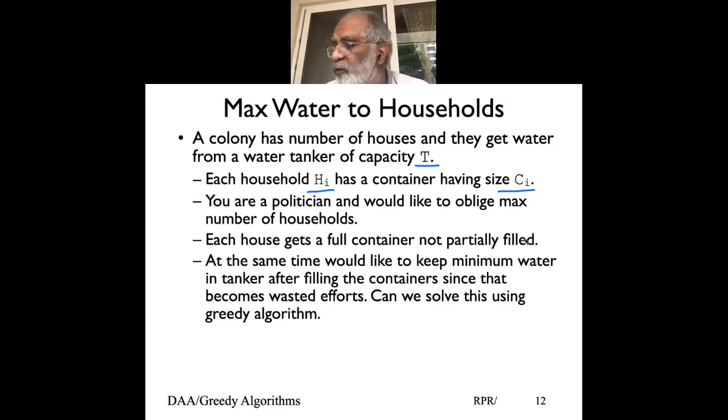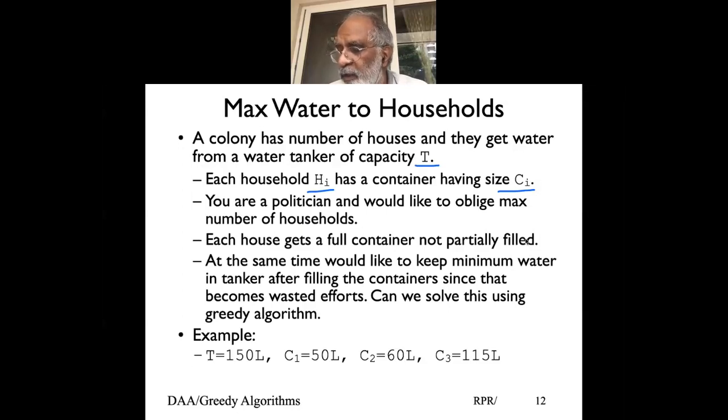Given that, assume I have a case where my tanker capacity is 150 liters. I have three houses: one requires 50 liters of water, the second requires 60 liters, the third requires 115 liters. Now if I were to take a greedy approach, meaning I need to satisfy the maximum number of people, I'll start with 50 liters, then I'm left with 100, then I take 60, I'm left with 40. I satisfy two households, but I'm returning back 40.